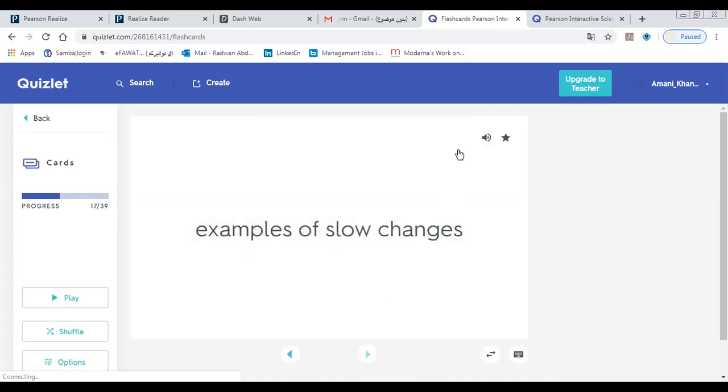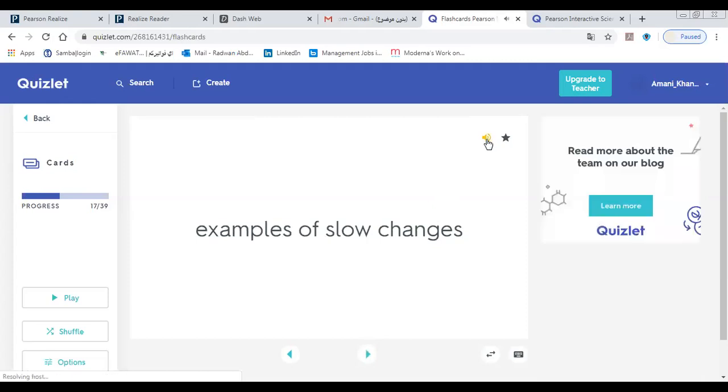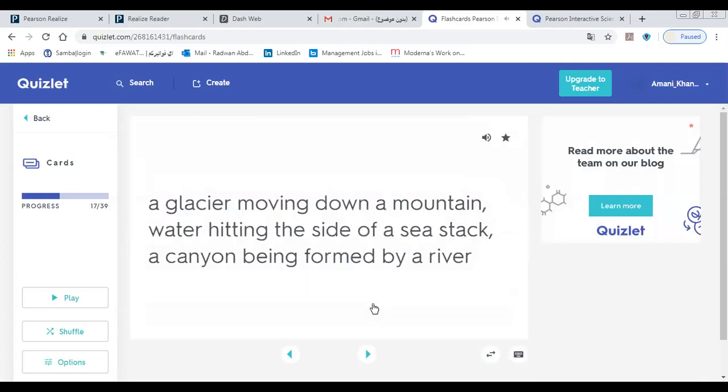Examples of slow changes: a glacier moving down a mountain, water hitting the side of a sea stack, a canyon being formed by a river. Okay. Now let's solve our revision.